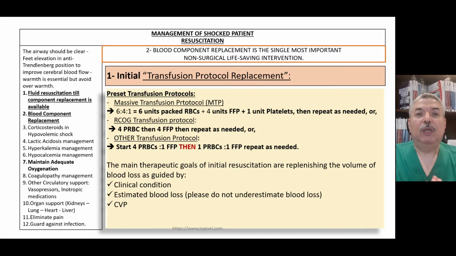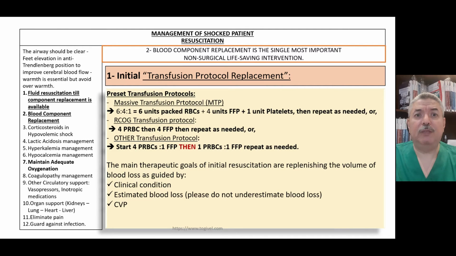This is about 1.5 liters. If I need more, for every unit packed RBCs, I will give 1 unit plasma. So we start with 4 packed RBCs, 1 fresh frozen, and then I continue 1 packed, 1 fresh frozen, 1 packed, 1 fresh frozen, as much as I need. And this is suitable for low resource settings when I don't have that much fresh frozen plasma. I never give whole blood.